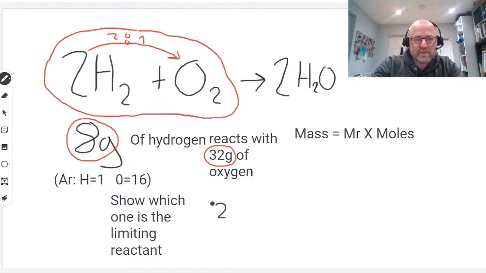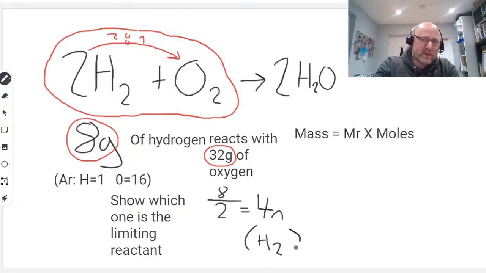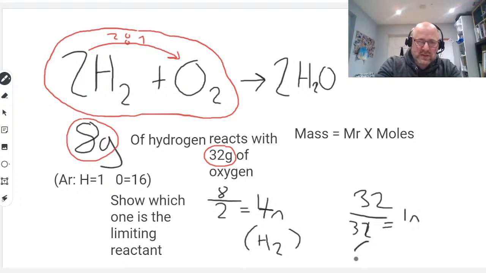So we want to go 8 over 2 for hydrogen. We have 4 moles of hydrogen. Some of you might think, but sir, there's a big 2 in the equation. Doesn't that mean I've got 2 moles? No, that's the ratio. Those big numbers you put in the equation are the ratios. They're used for reacting mass equations or atom economy equations. The moles is actually here. So I've got 4 moles of hydrogen, 8 divided by 2, and I've got 32 over 32, which equals 1 mole of oxygen.